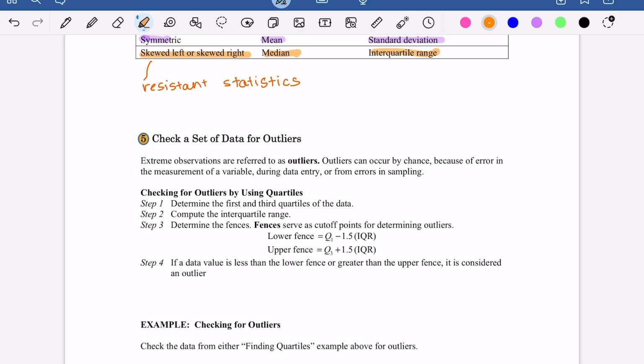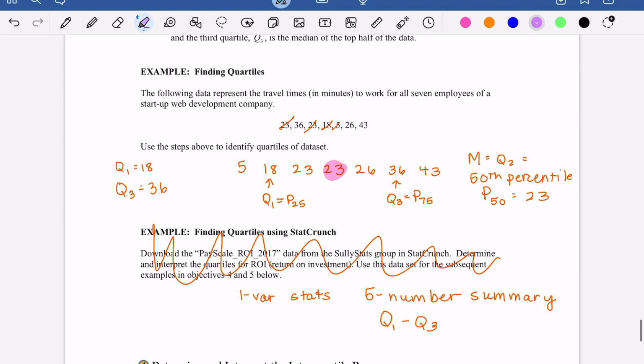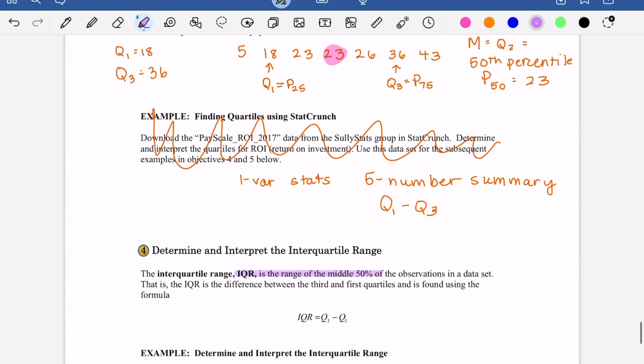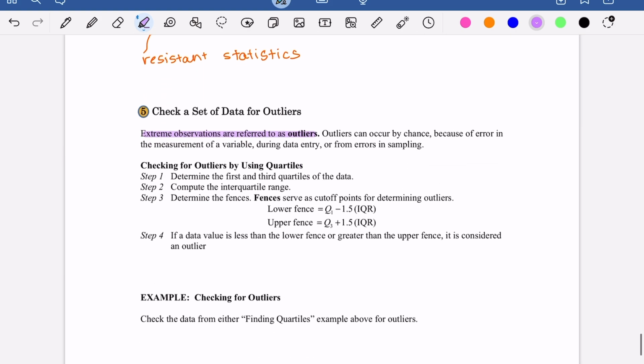All right, so now let's talk about how to check a data set for outliers. This is our final objective for this lesson. Extreme observations are referred to as outliers. Outliers can occur by chance, because of error in the measurement of a variable, during data entry, or from errors in sampling. So for instance, 76 in this case would have been a major outlier, and it would have been a data entry error. Technically it could have also fallen under a measurement error if I'd actually measured that data, but in this specific case, this 76 would have been a data entry error. Those things happen and cause outliers in our data.